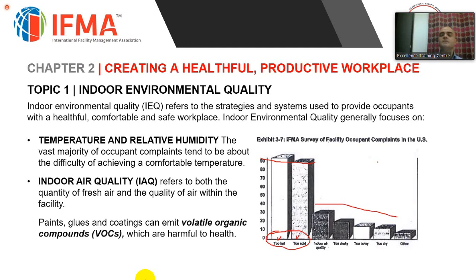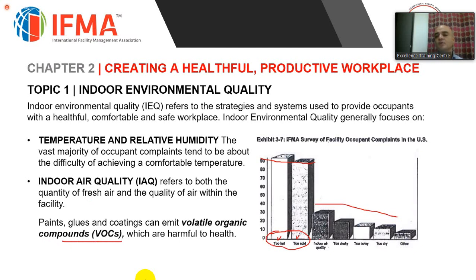Indoor air quality. We mentioned in the sustainability section that the air inside is 3, 4, 5 times more polluted than the air outside. So indoor air quality is an important thing. We have to ensure that there is proper circulation, and that we avoid volatile organic compounds, VOCs, which are chemicals that are harmful to health.